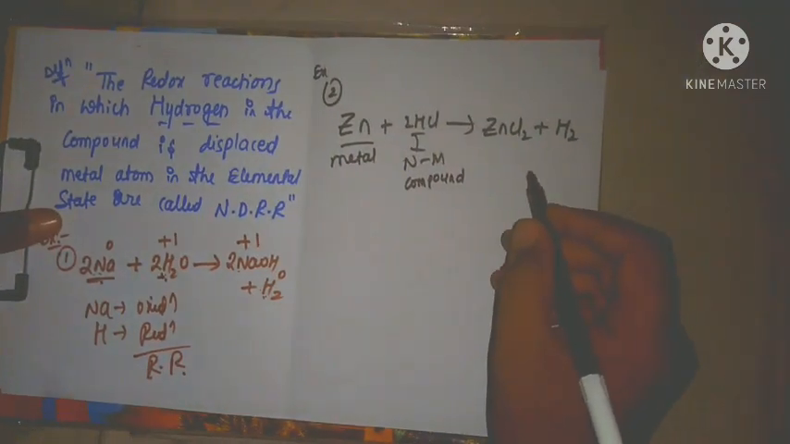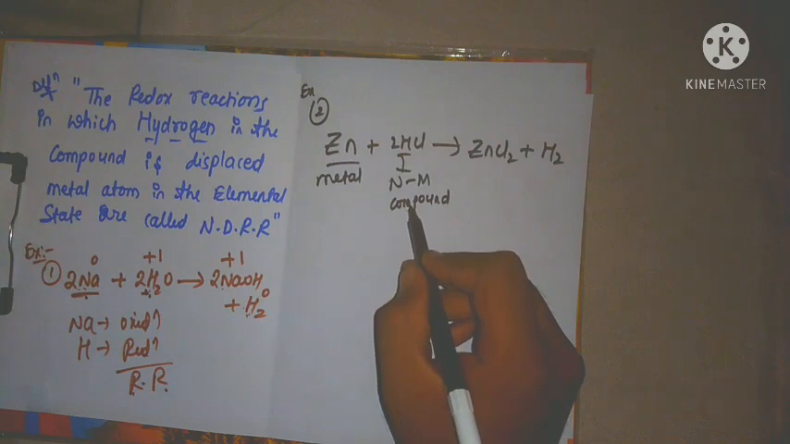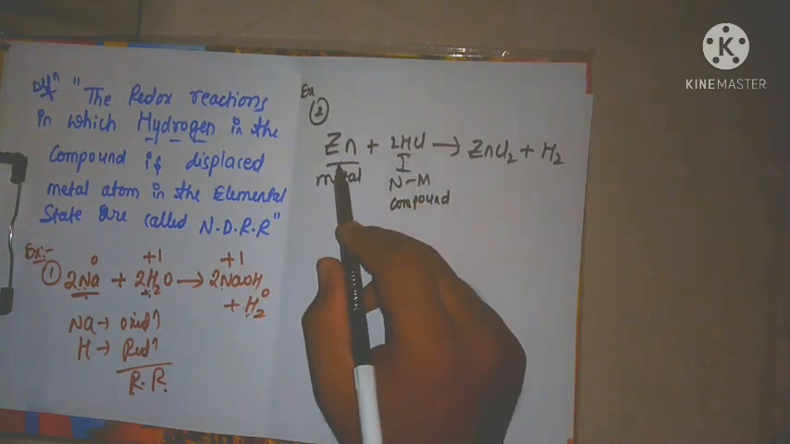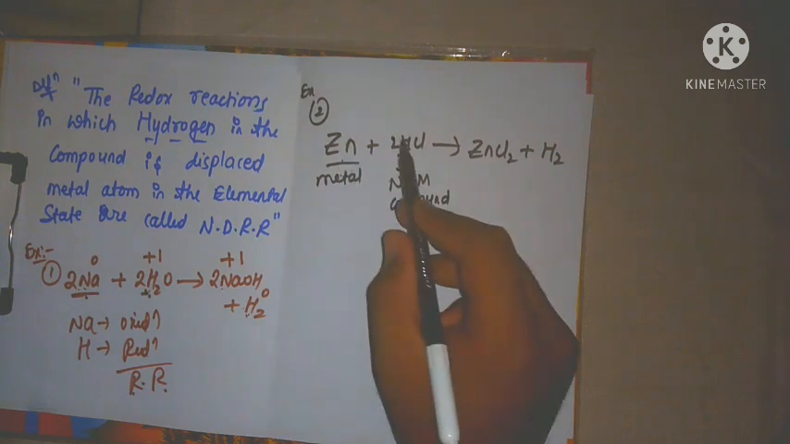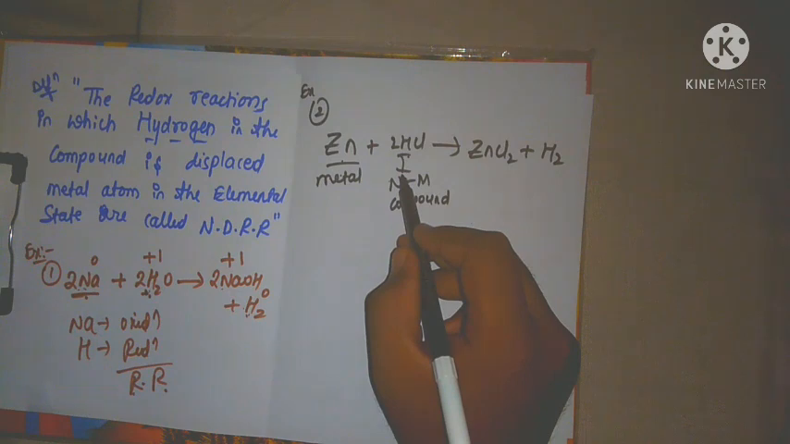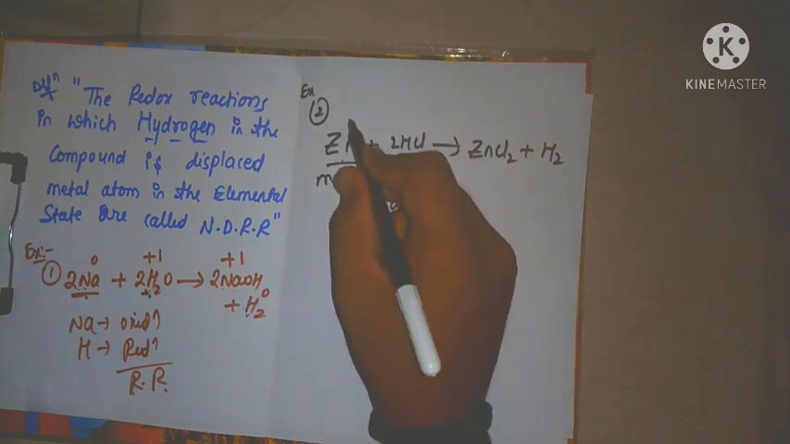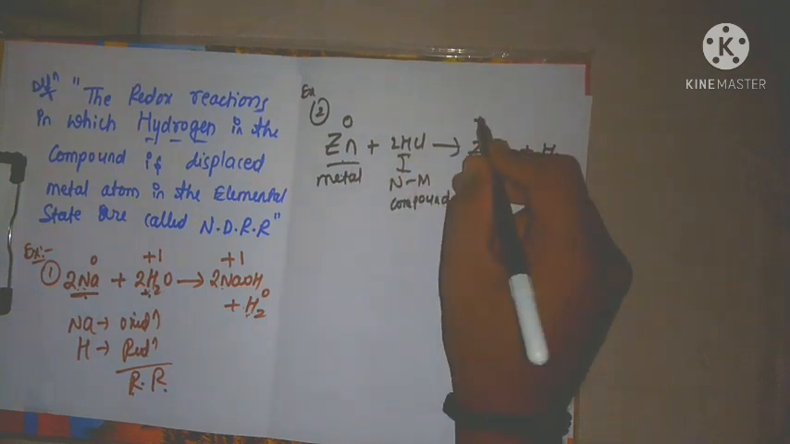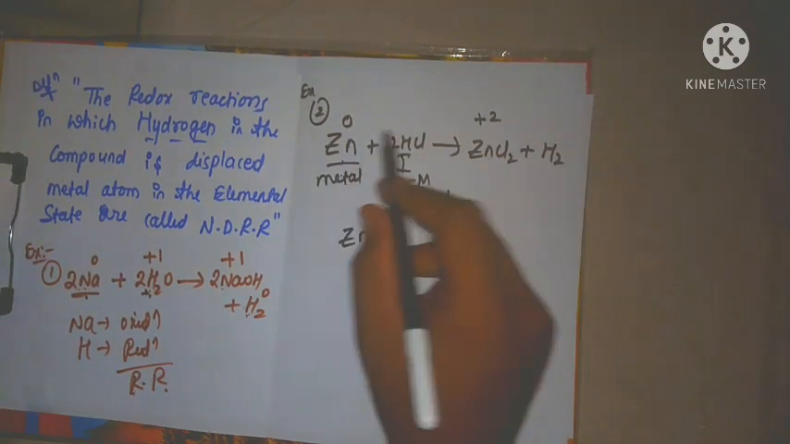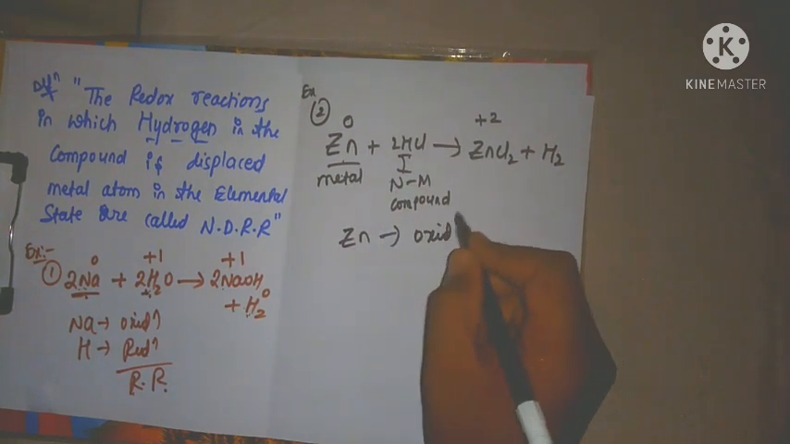Hydrogen is in a compound, right? Here the hydrogen in the compound is displaced by the metal, or zinc displaces the hydrogen, that is, a metal atom is displacing the hydrogen. Therefore it is also called a non-metal displacement reaction. Zinc's oxidation number in the reactant is 0, in the product it is +2. Therefore zinc's oxidation number is increasing from 0 to +2. Therefore zinc undergoes oxidation.